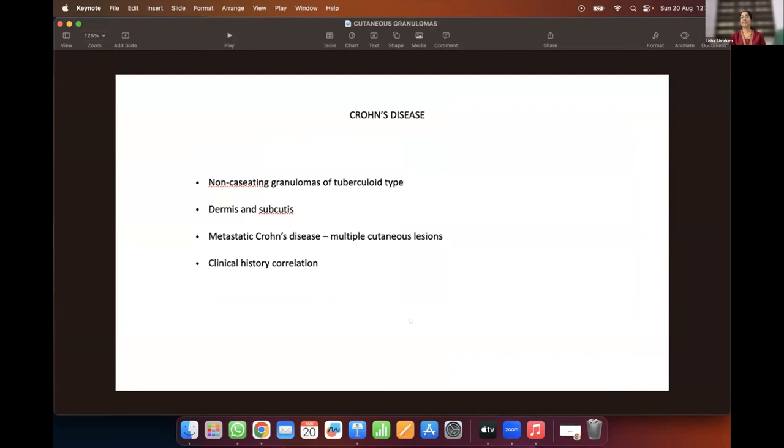Coming to Crohn's disease, again you see a similar morphology in histopathology, just like in tuberculoid granulomas. But here you have non-caseating granulomas, which are seen in the dermis and the subcutis. So if a patient presents with metastatic Crohn's disease, you will see multiple cutaneous lesions. So you need the correct clinical history to come to the conclusion.